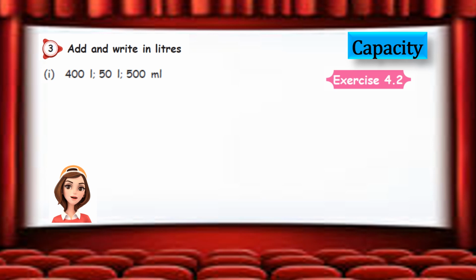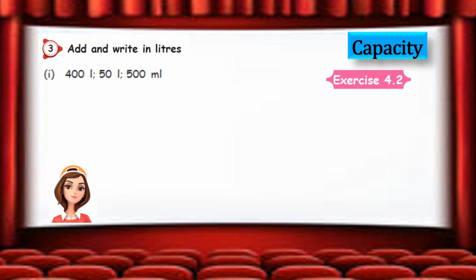Exercise 4.2. In this exercise 4.2, we are going to learn under the heading of capacity only, that is liter, milliliter, kiloliter and so on. But in exercise 4.1, we learned under the heading of weight: gram, kilogram, milligram. So that is the only difference between exercise 4.1 and 4.2. The remaining procedure is all the same, so don't panic about this. Let us see our portion.